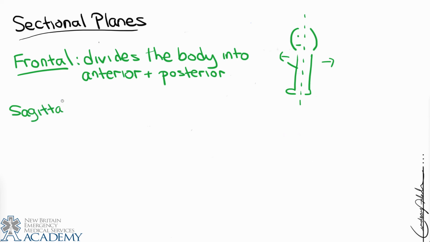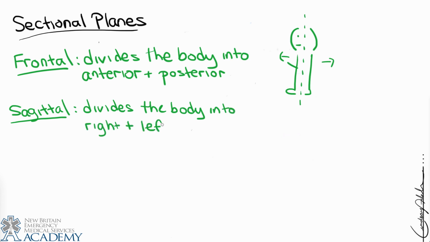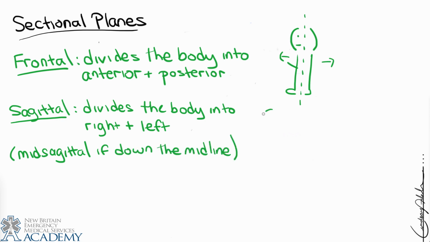The next one is sagittal. Sagittal divides the body into right and left components. And again, we could say exactly in the middle. If it's exactly in the middle, we would call it mid-sagittal. So mid-sagittal refers to immediately down the midline, dividing the body into the right and left halves, but we could have other sagittal sections that are not midline. So we could be offset. We could maybe pick down the line of the middle of the clavicle and divide the body that way.